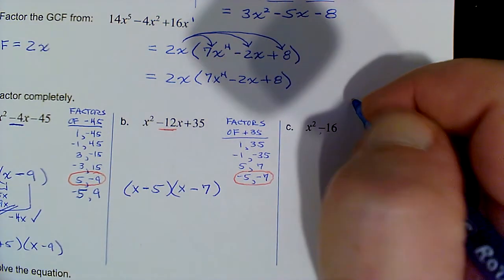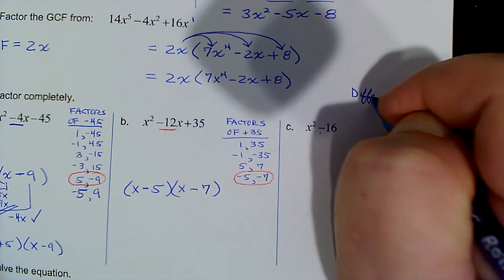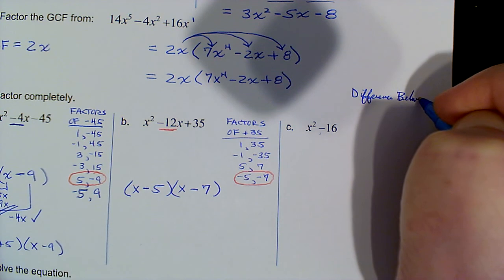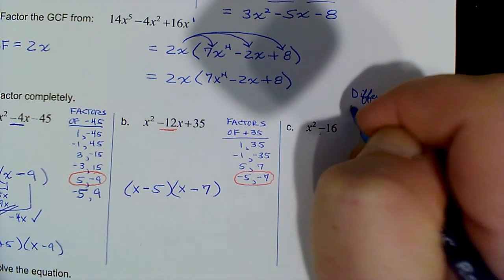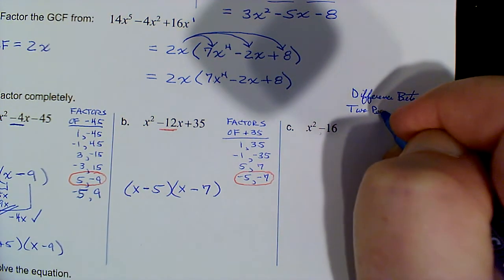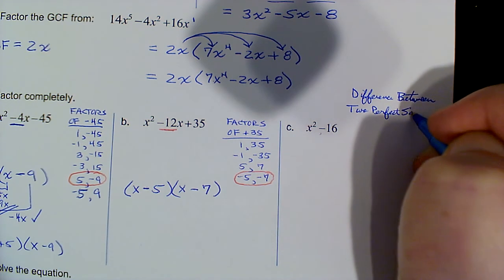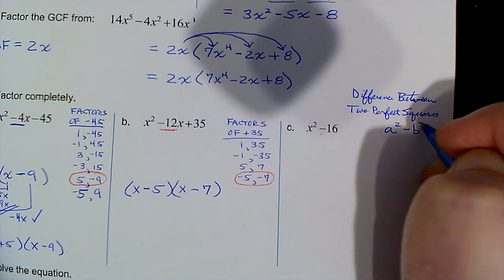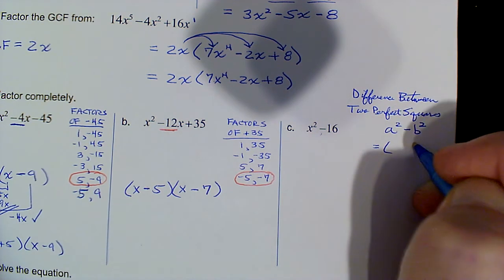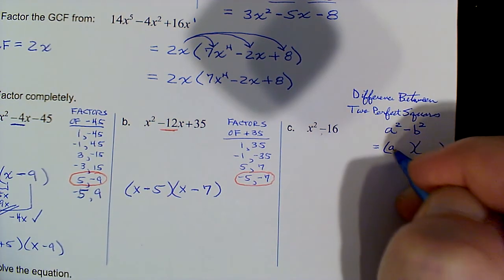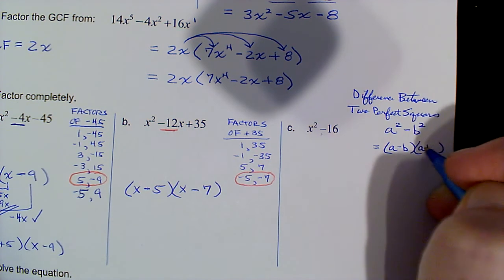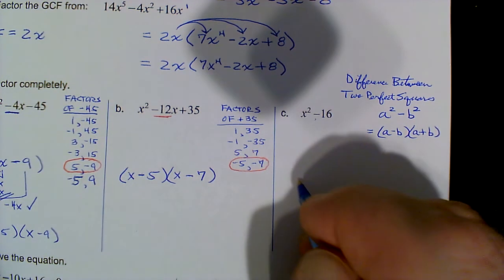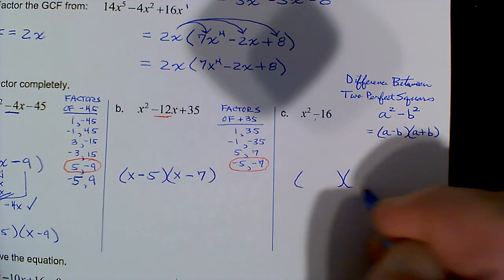Now this you have to recognize as the difference between two perfect squares. And when we have that of the form a squared minus b squared, it's factorable into the product of a minus b and a plus b, or vice versa. So look for these.